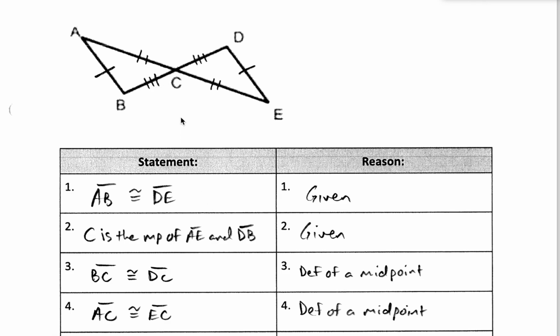And the reason that we said that those two halves were equal is because of the definition of the midpoint. Because we were told that C is a midpoint, then we know that the two segments on either side are equal. That is the definition of a midpoint.